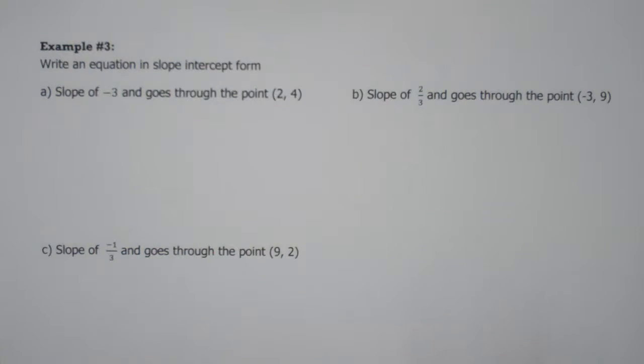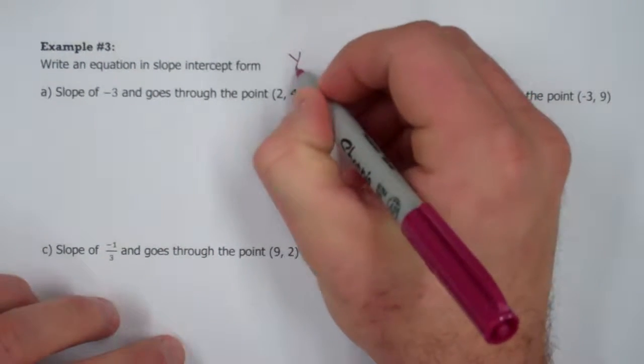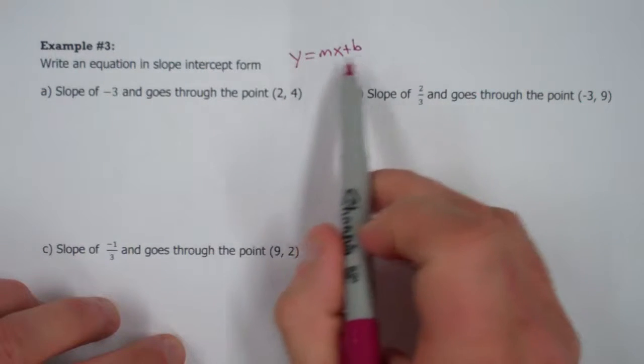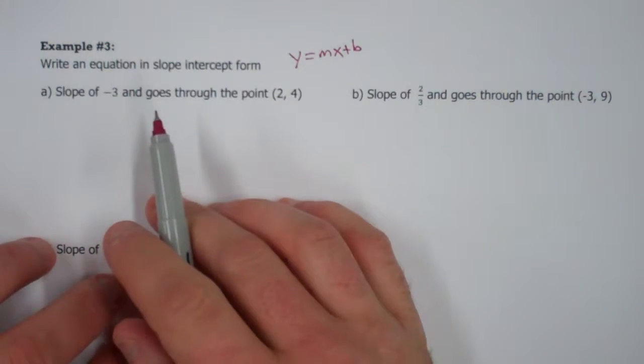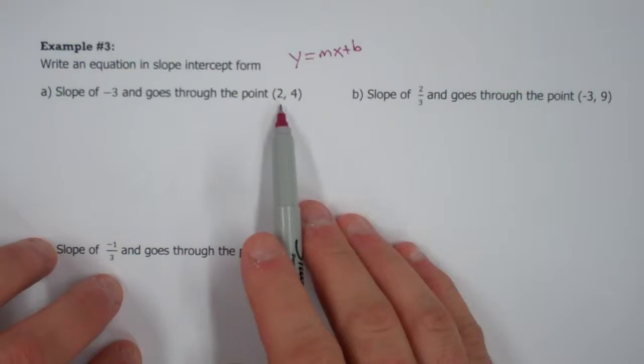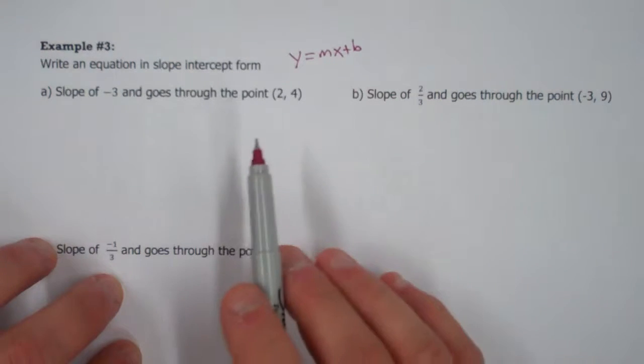In example 3, we need to write an equation in slope-intercept form. So I'm just going to remind you what slope-intercept form is. y is equal to mx plus b. And we're going to utilize this formula to see if we can figure this out. We're given a slope of -3 and some point that's on the graph. Unfortunately, the x value is not 0, so we can't just put the 4 in for b.